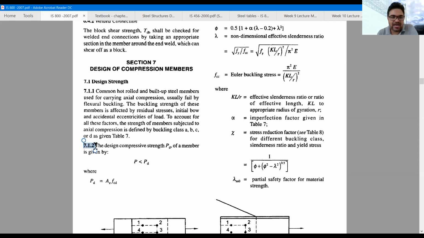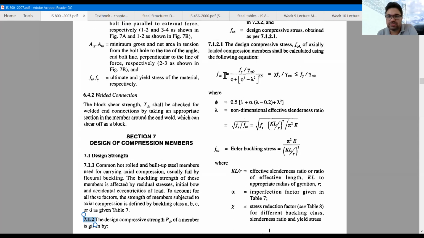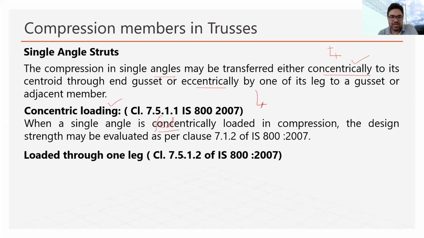If the angles are connected from both legs, then the same process to calculate the value of FCD will be followed. The same formula we used in the previous two examples applies if there is concentric loading in the angle section. But if only one leg is connected, then how do we find out the FCD value? We will see that again on the slide. So here, loaded through one leg.